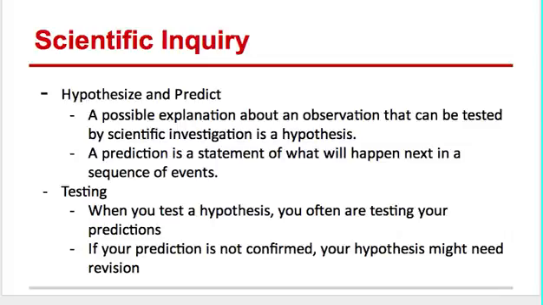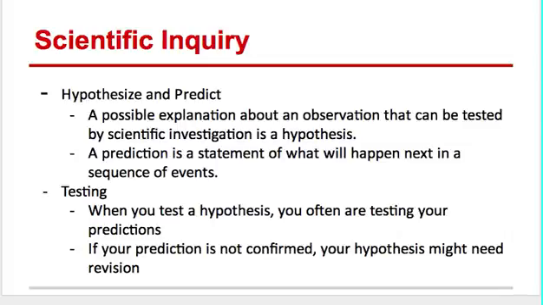The next step is to hypothesize and predict. A possible explanation about an observation that can be tested by scientific investigation is a hypothesis. So you're trying to explain what you think the cause of something is. A prediction is a statement of whether or what will happen next in a sequence of events. So in a hypothesis, you're trying to explain what's causing something to happen. In a prediction, you're trying to predict what's going to happen next in one set of instances.